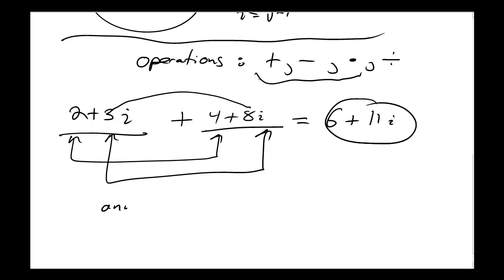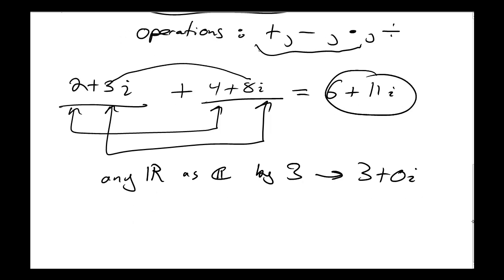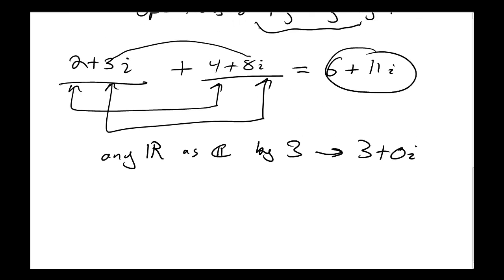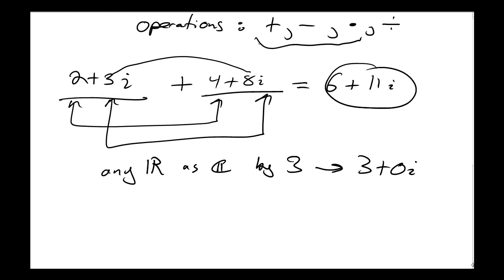Notice that any real number can be rewritten as a complex number by saying 3 is the same thing as 3 plus 0i. So that's something we can do. Alright, so I've talked about addition of complex numbers.